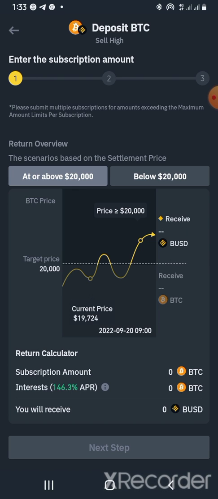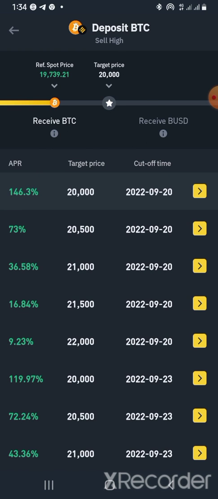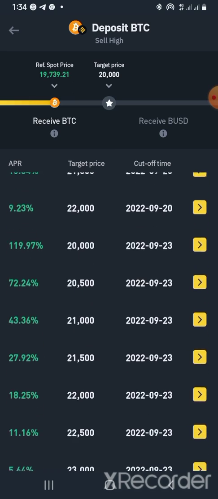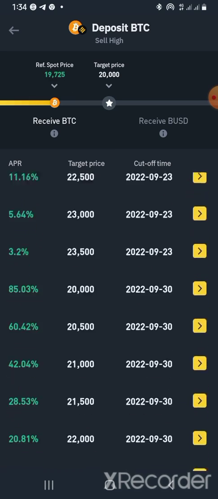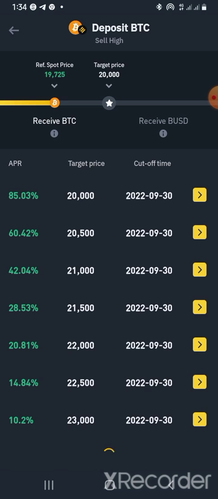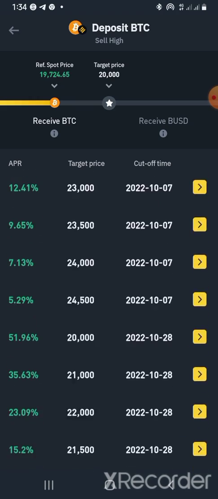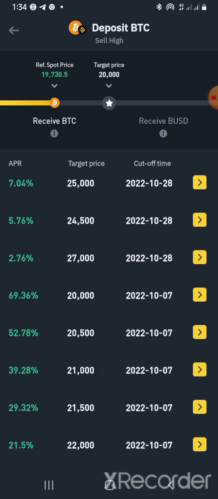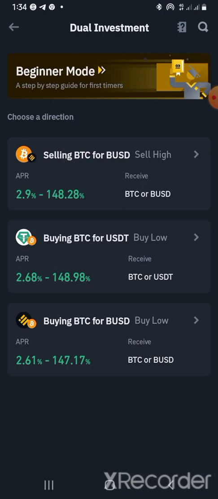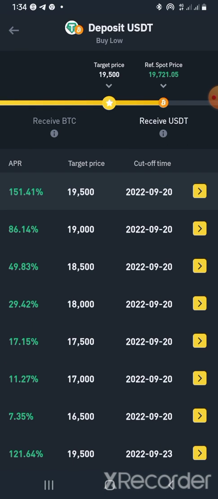So there are still so many. Let me go back. There are so many APRs. You can see this on the 20th, 23, 20. You understand? You can see it. These are the APRs that are involved in this. So you can see what this is. This applies for all cryptocurrencies. Yeah. So buying BTC, you can see it, buying BTC for USDT.